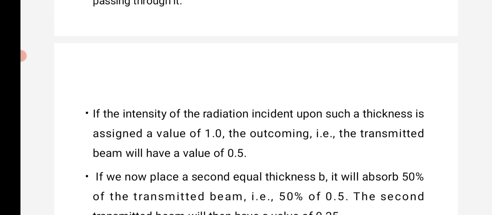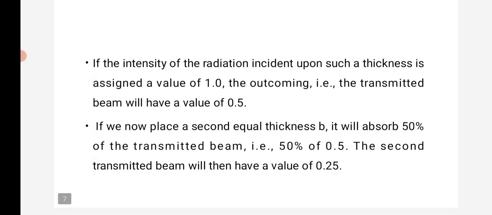If the intensity of the radiation incident upon such a thickness is assigned the value 1.0, the outcome, the transmitted beam of light, has the value 0.5. Totally, half of the light is transmitted. Then for a second equal thickness, the absorption is always proportional to the thickness of the absorbing material, as Bouguer-Lambert's law says. The 50% transmitted beam has the value 0.5, and the second transmitted beam will have the value 0.25.